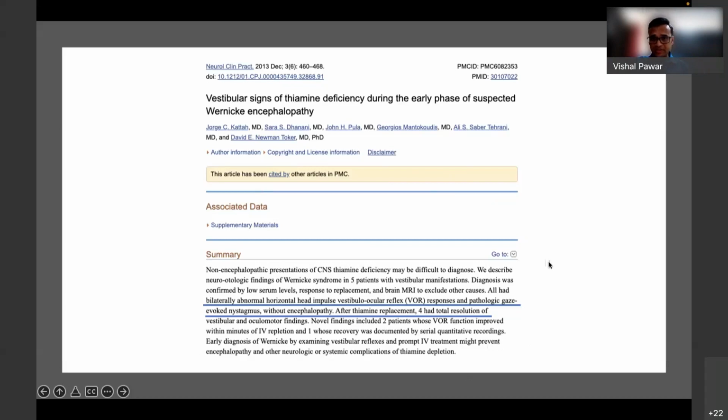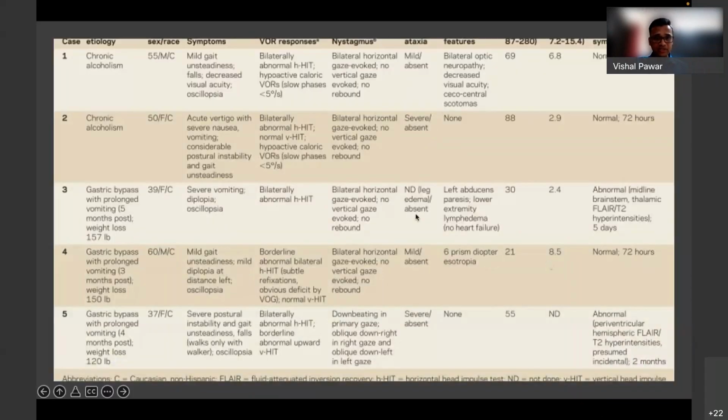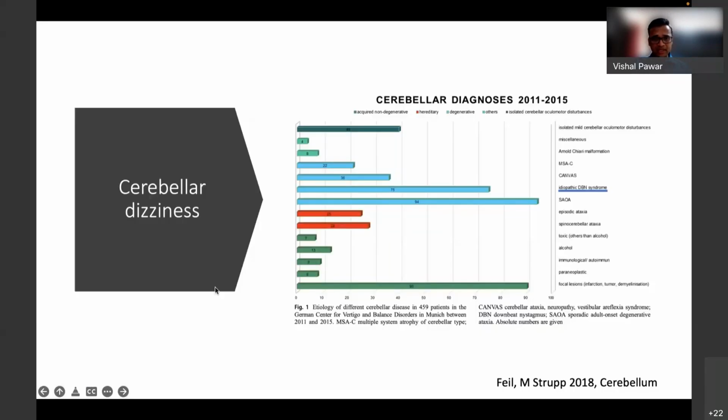But these patients can go on suffering, and they can develop bilateral vestibulopathy. And usually it happens in patients with chronic alcoholism, gastric bypass, but it can be sporadic without this history.